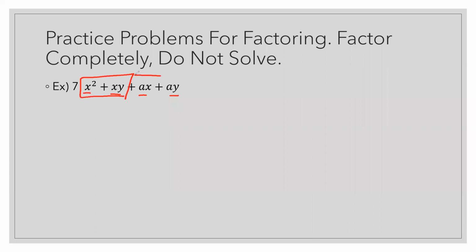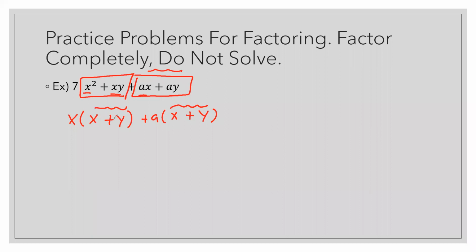The first step for grouping is to split it into two different parts. So we have x squared plus xy. Between the x squared and the xy, can you take out something? Yes, you can take out 1x, and then this would be x plus y. And then the second term, ax plus ay, is there a term that you can take out? Yes, you could take out an a, and then you're left with x plus y. So does factoring by grouping work? Yes, it does. And the reason why it works is because the x plus y repeats, right?